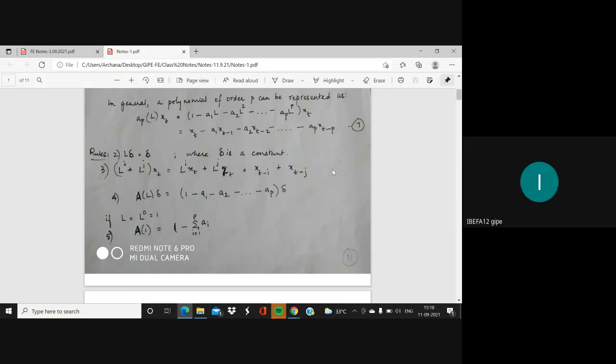I will be sharing this, so you need not copy the whole thing. Just let me know once you've reached point 3.